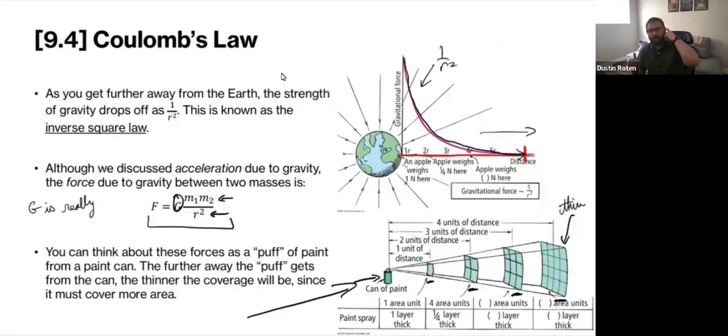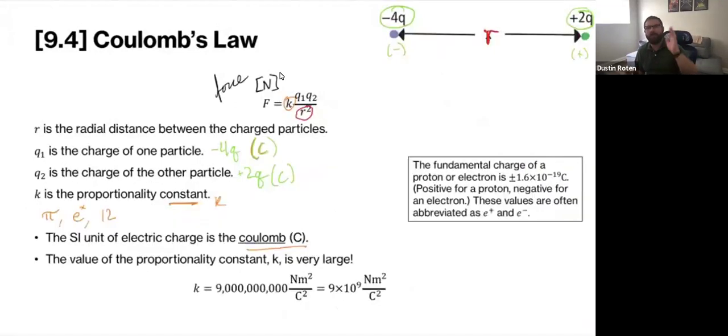But K is very big. We're talking 9 times 10 to the 9th Newton meter squared per Coulomb squared. Okay, so now we can actually talk about what Q is. So it turns out that just 1 Coulomb is a huge value.